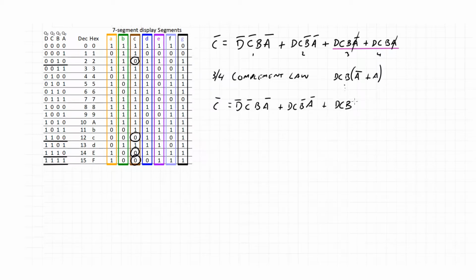or DCB. So what are the commonalities here? So we've got the last two terms. We've got DC as common factors. Then we've got B or not B, not A. So that is the absorption law.